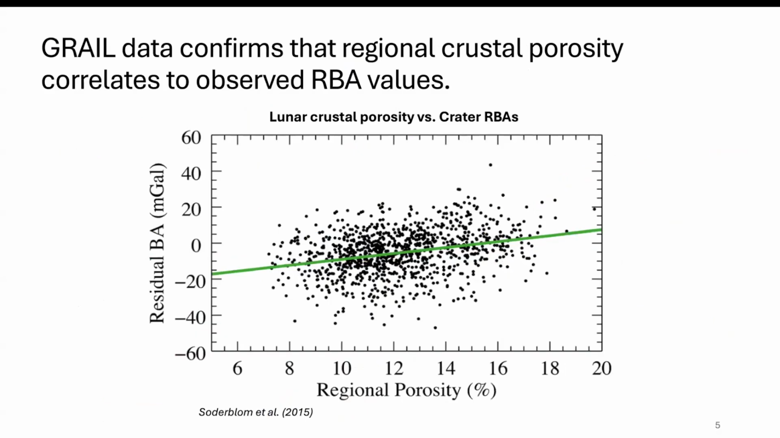Applying this to the moon, GRAIL, the Gravity Recovery and Interior Laboratory, I believe, took a bunch of gravity data on the moon. Those residual Bouguer anomaly measurements reflect the fact that the regional crustal porosity correlates to observed RBA values. I said the caveat at the beginning that this is very broad sweeping, because as you can see, there's a lot of wiggle room here. But in general, the trend holds up and there's a very clear relationship between target porosity and final crater porosity, density structure, that kind of thing.